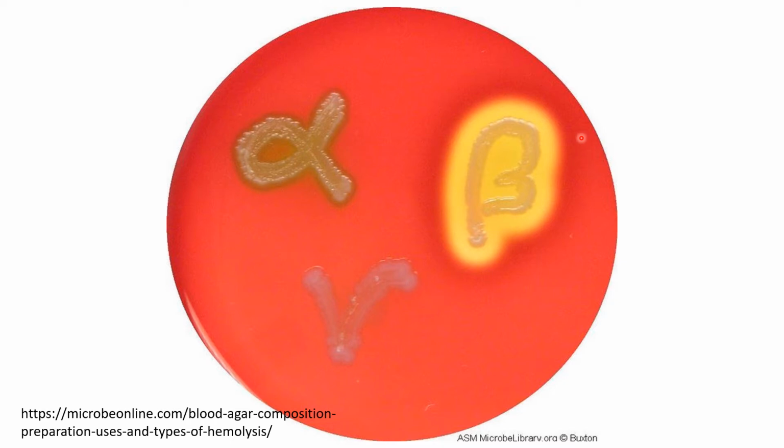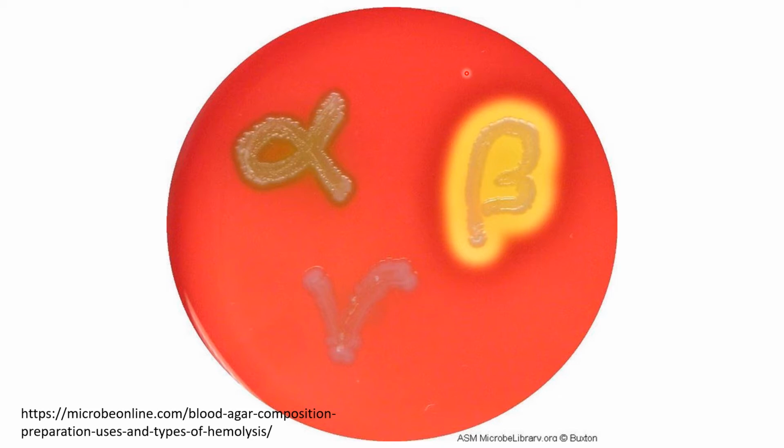So in order to grow them, we could heat the blood agar, and after we heat the blood agar, we inactivate some of the enzymes. Heating the blood agar produces chocolate agar. It's color brown, that's why they call it chocolate agar. So the blood agar, we have blood cells, and we have the hemoglobin.